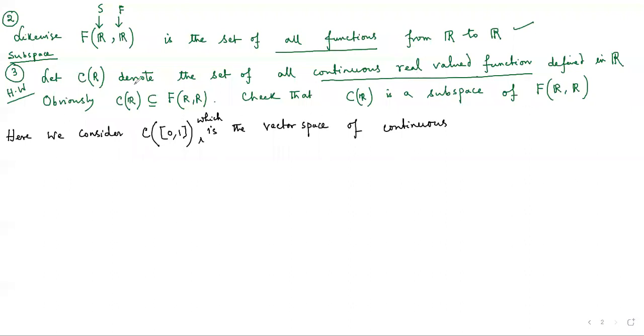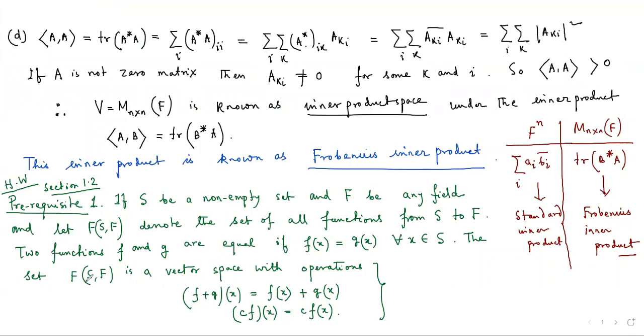Okay. So I'm asking, have you understood the prerequisites? These are the 3 prerequisites that I need you to check. Could you explain prerequisite number 1 once again? Yes, prerequisite number 1 means that you have to check that the set of all functions from the set capital S to the set capital F, under these operations, is a vector space. This is prerequisite number 1. This example is given in section 1.2 of the first chapter.